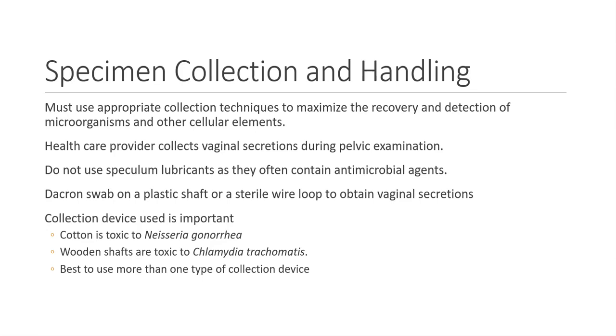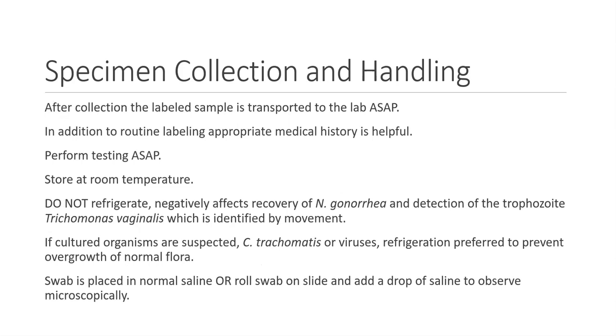A Dacron swab on a plastic shaft or a sterile wire loop is used to obtain the vaginal secretions. The collection device used is important. Cotton is toxic to Neisseria gonorrhea. Wooden shafts are toxic to Chlamydia trachomatis. It's best to use more than one type of collection device. After collection, the labeled sample is transported to the lab ASAP.